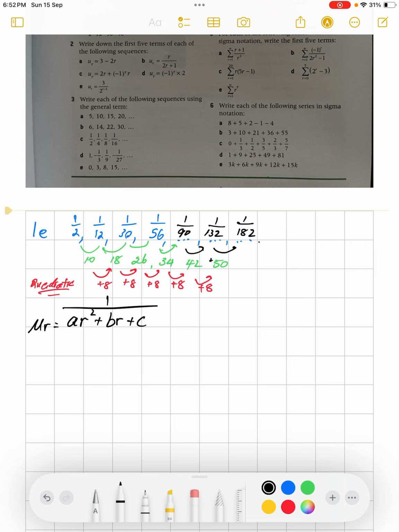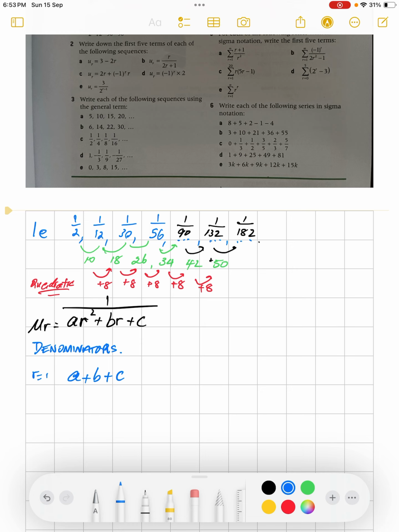But we're going to use this number pattern that we've already got. And you see the 2 represents when r equals 1. So if I substitute r equals 1 in this equation, we get, I'm just going to talk about the denominators. Let's not worry about the 1 over, okay? So let's just say the denominators when r equals 1 is a plus b plus c. Now the denominator, that's the 2, right?